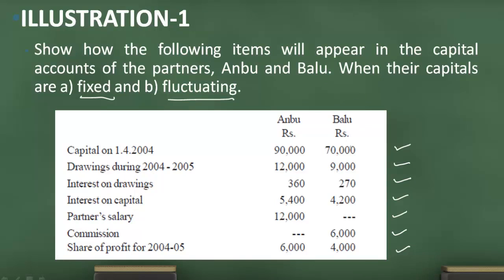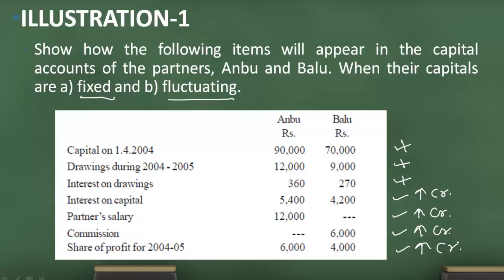See, this capital is the opening balance, fine. Drawings will reduce the capital, so if capital is a liability and it is on the credit side, drawing should be debited because it's going to reduce the capital. And interest on drawings will reduce along with drawing, so this should also be debited. Interest on capital will increase the capital, so it should be credited. Partner salary will increase the capital, it should be credited. Commission is going to increase the capital, it should be credited. And share of profit is going to increase the capital, it should be credited.